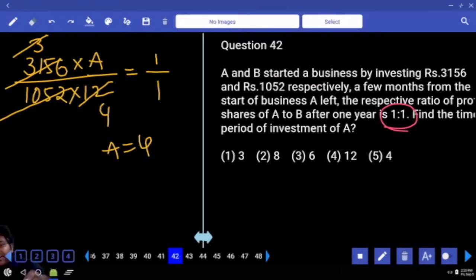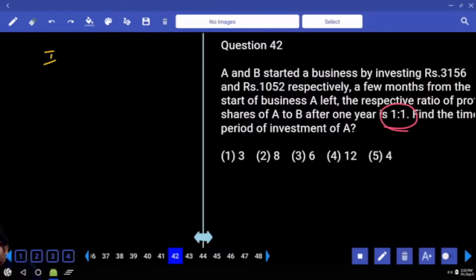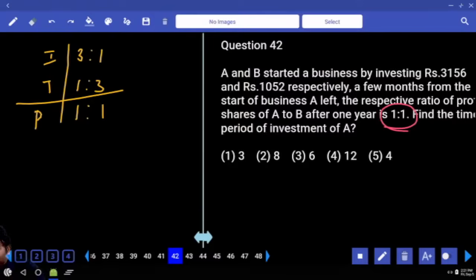But our agenda is, when the investment ratio is 3:1, the time period ratio should be 1:3, then only the profit will be 1:1. B is the one who is there from the beginning till the end. 3 parts is equal to 12 months. 1 part will be equal to 4 months. You got it?